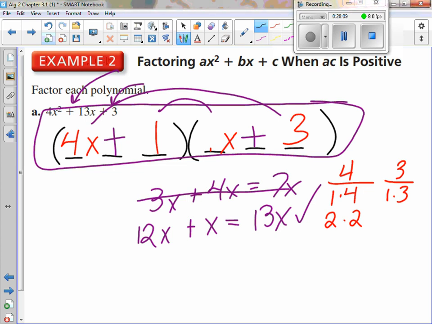So what I normally do is I try one of the first terms because it changes, flip it. If that doesn't work, we try another combination. And we keep trying combinations until we find the one that works. And when we find the one that works, we're done. Those are the factors. Questions on this here?